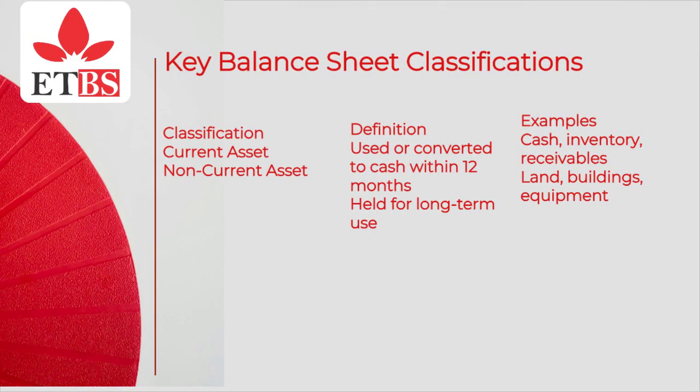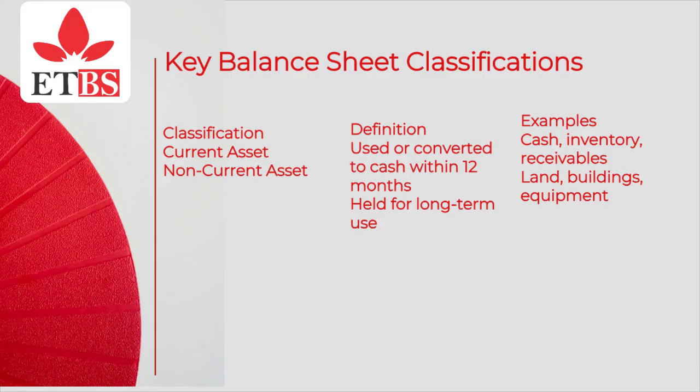Key balance sheet classifications. We will be using classification, definition, and examples in our table in this course. 1. Current asset: used or converted to cash within 12 months. Cash, inventory, receivables. Non-current asset: held for long-term use. Land, buildings, equipment. 2. Current liability: settled within 12 months. Payables, short-term debt.